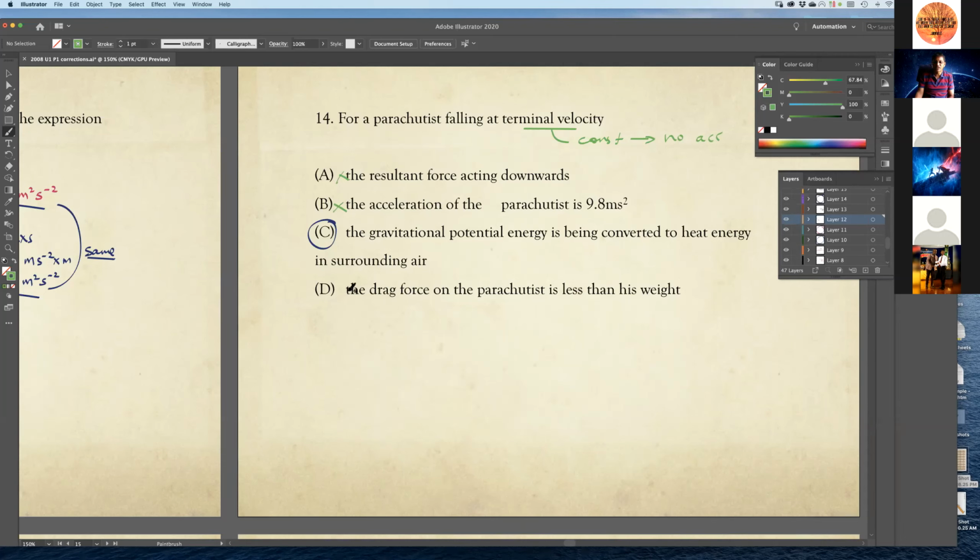This one is wrong because if the drag force was less than the weight of the parachute, it's like saying there's a drag force, and there is the weight of the parachute. If the drag force was smaller than the weight, then there would be a resultant force and therefore there would be an acceleration. But since there is no acceleration, this cannot be possible. The drag force, in fact, must be exactly equal to the weight in order for terminal velocity to happen.